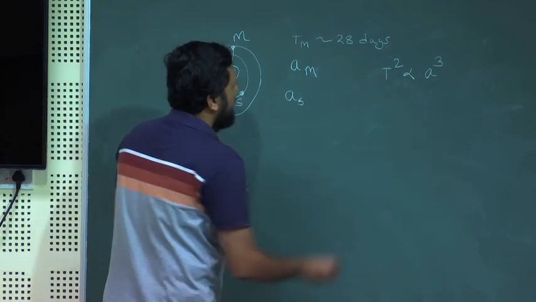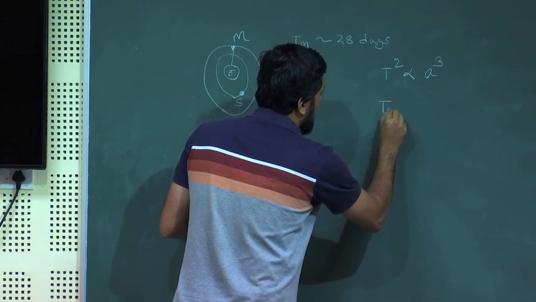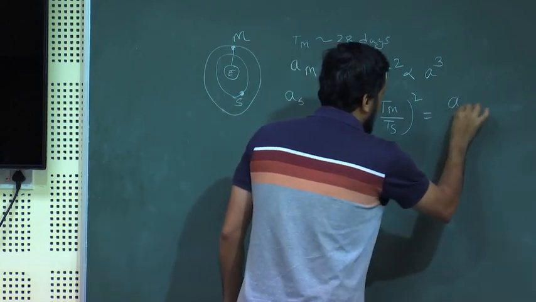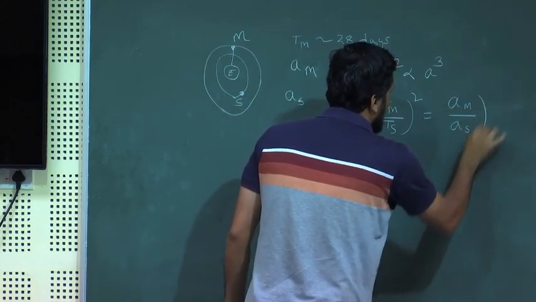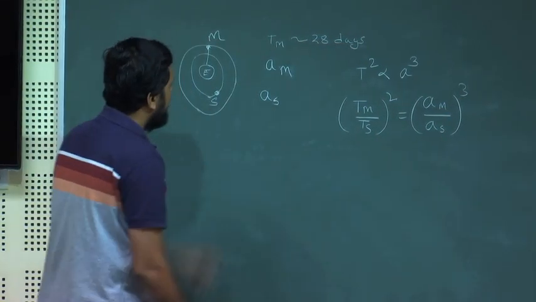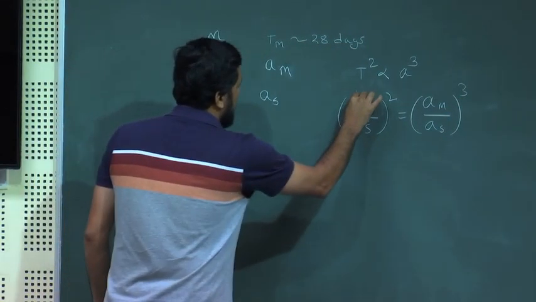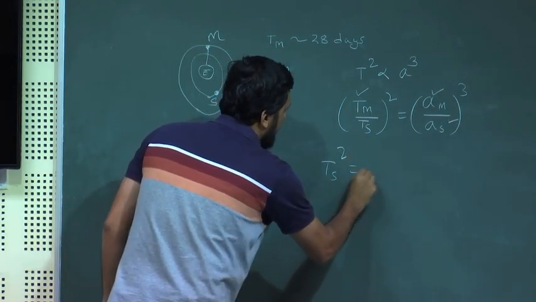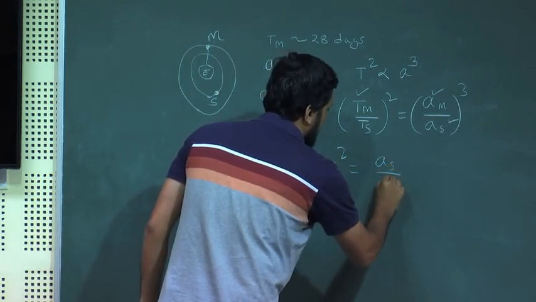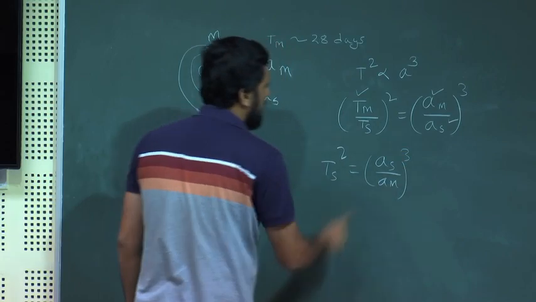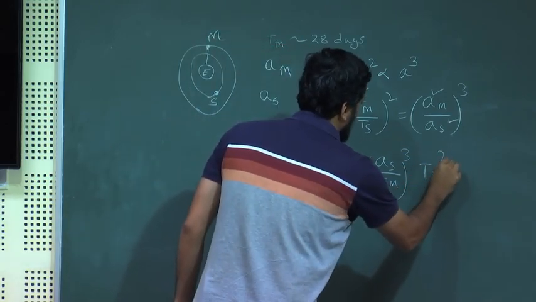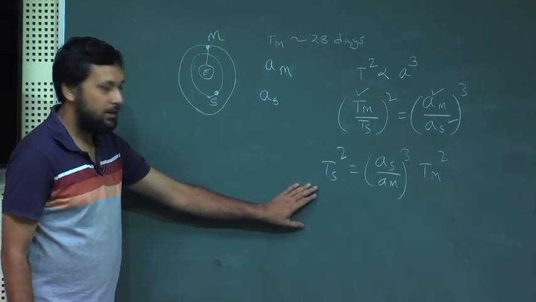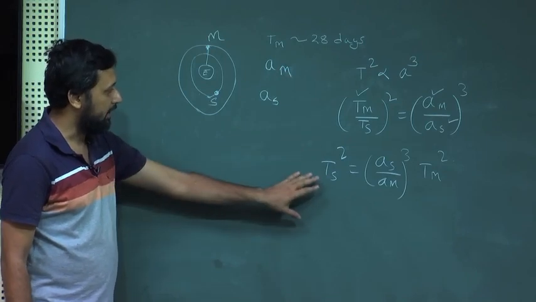So, in that case, we can write a relation of the form (T m by T s) whole square is equal to (A m by A s) whole cubed. So, if we know these three parameters, then T s square can simply be written as (A s by A m) whole cubed into T m square. So, these are the types of application. If we know three parameters in an orbit, the fourth one can be calculated.